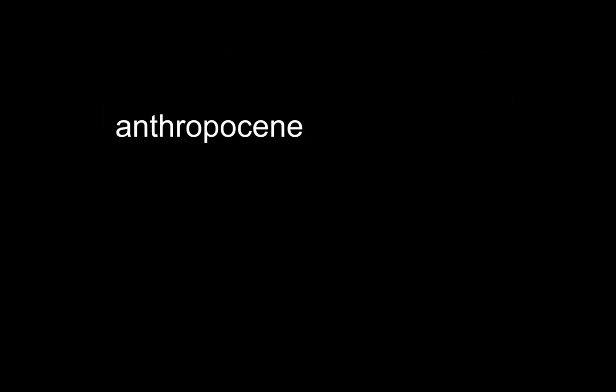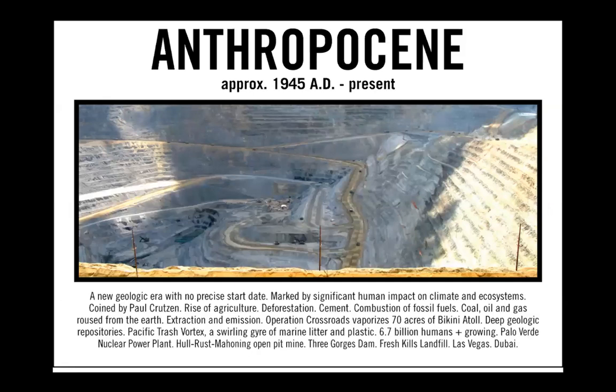And the other article, the shorter one that you read this week, talks about the Anthropocene. And the Anthropocene is a geologically defined era. I can read this for you here. New geological era with no precise start date, marked by significant human impact on climate and ecosystems. The rise of agriculture, deforestation, cement, combustion of fossil fuels, coal, oil, and gas roused from the earth, extraction and emission.